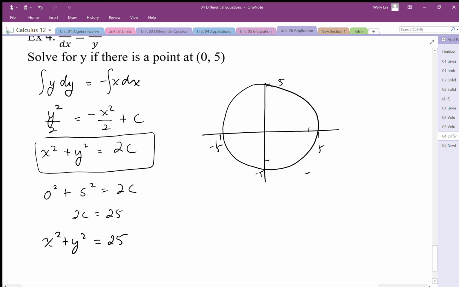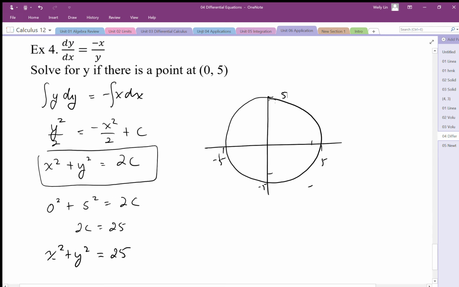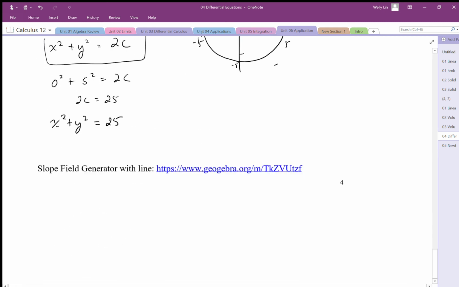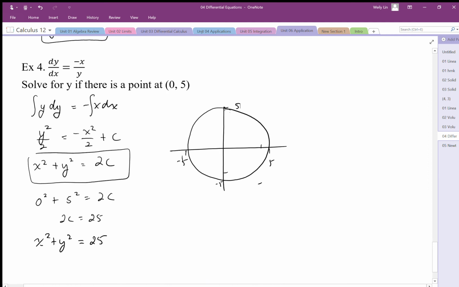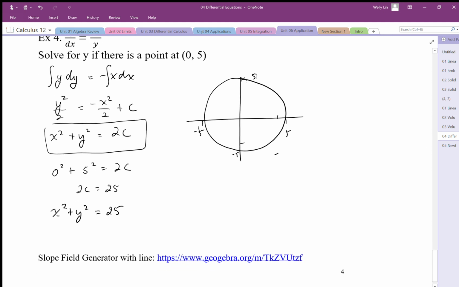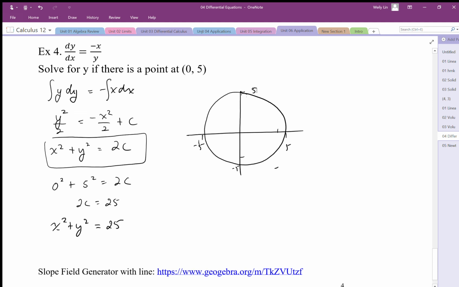Again, make sure that you draw this. There's an animation for these two examples, but you can draw these solutions on Desmos and see that they follow the slope field lines. Like I said, this is a different slope field generator. This one actually gives you a solution line through a particular point, so you can see how the solution follows the slope field lines as well.